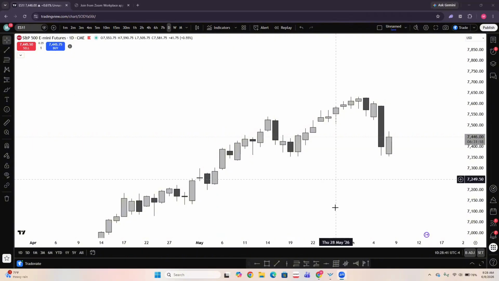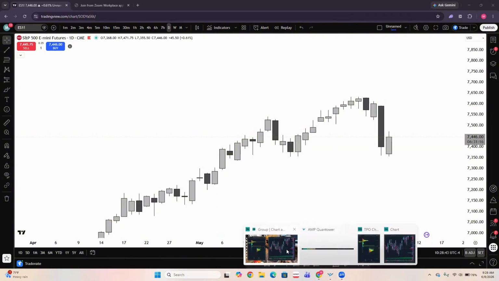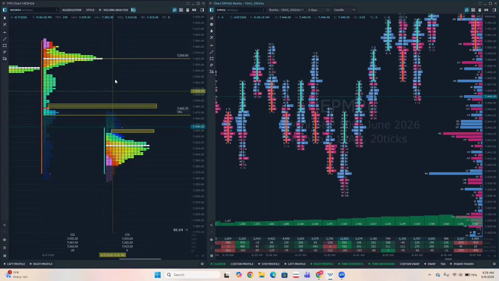But another idea of my short bias actually comes from here, and this is a TPO chart. This is the TPO chart of last Friday, and this is the TPO chart of today. This white line is the TPO point of control. This yellow line is the value area low, and up here is the value area high. And these boxes that I have marked are called single prints. If you don't know what a single print is, basically it's a low volume node.